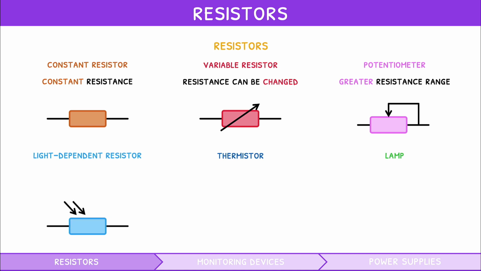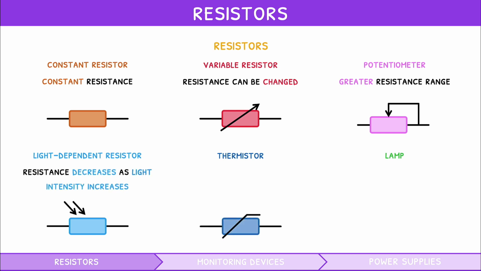A light-dependent resistor is a variable resistor whose resistance depends on light intensity. These typically decrease resistance as light intensity increases. A thermistor is a variable resistor whose resistance depends on temperature. These typically decrease resistance as temperature increases.